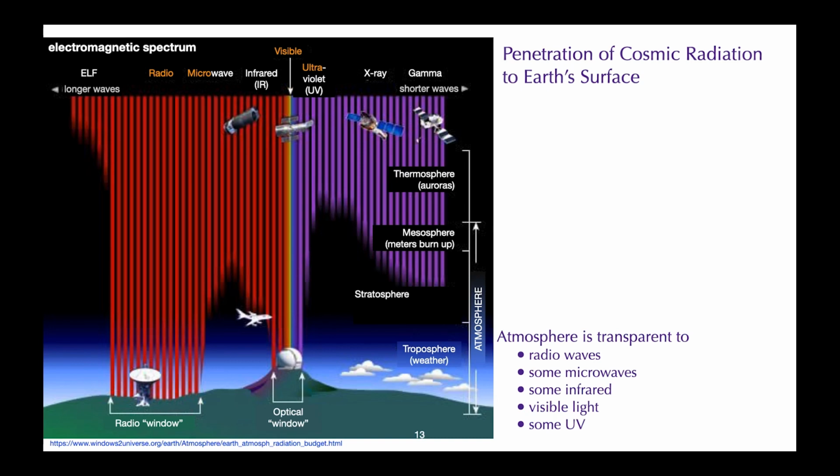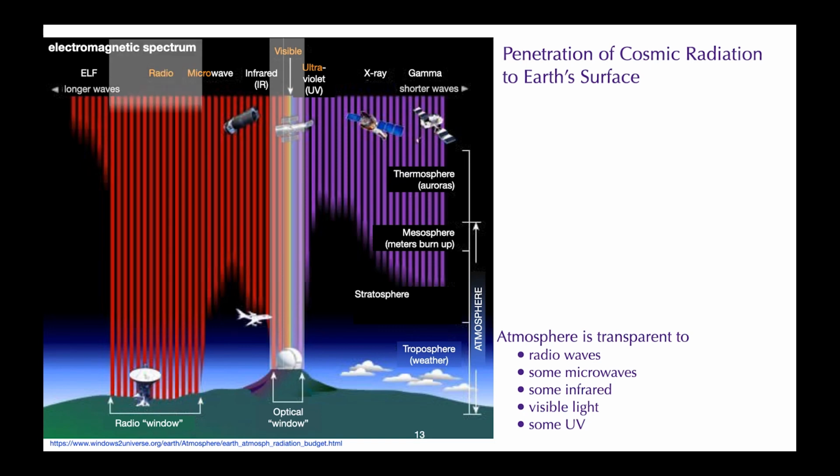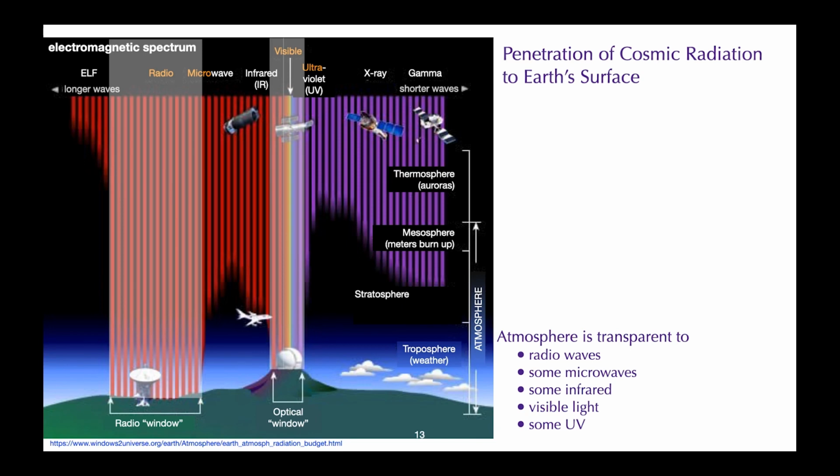What this slide shows is that light frequencies penetrate to the surface of the Earth, and that is why we can see the sun and stars. Some infrared and ultraviolet also penetrates, but most of this radiation is blocked. Also, a part of the radio frequency microwave spectrum penetrates to ground level, and we have radio telescopes that listen to whispers, a very weak signal from outer space.